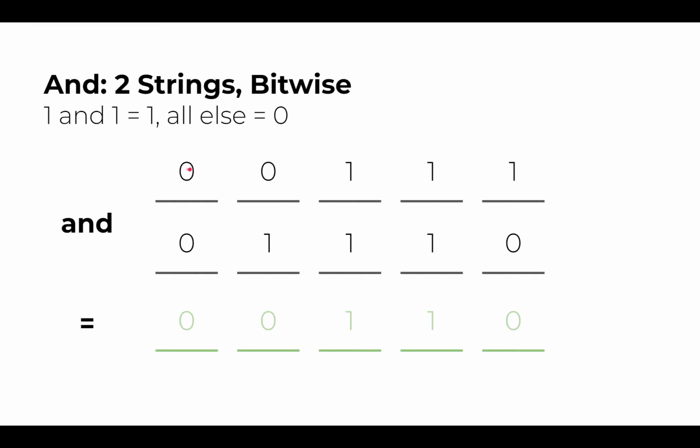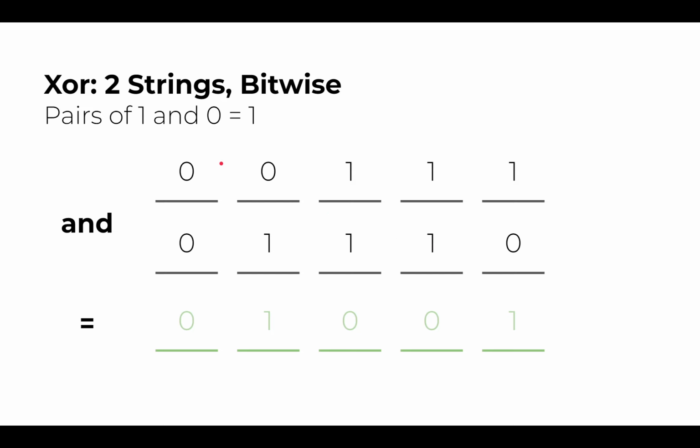So here we can look through this. We're going to compare each digit of the bit string. So we're going to take 0, 0, 1, 1, 1 and 0, 1, 1, 1, 0. And we're just going to go through each digit as they appear and compare. 0 and 0 is 0. 0 and 1 is 0. 1 and 1, as we said, is 1, so this will be 1 right here. 1 and 1 is 1, and 1 and 0 is 0. So the result from this AND expression is 0, 0, 1, 1, 0.